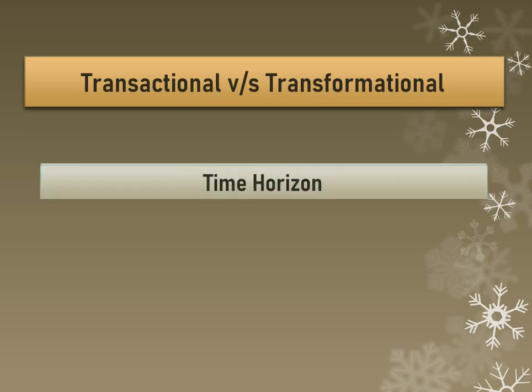Next is the time horizon. The transactional leaders consider the short-term time horizon, and they are more content with the achievement of short-term goals. In case of the transformational leaders, they consider long-term time horizons, and they motivate the subordinates to make efforts to achieve the long-term goals. So this was just a brief look at the difference between the transactional and the transformational leadership.